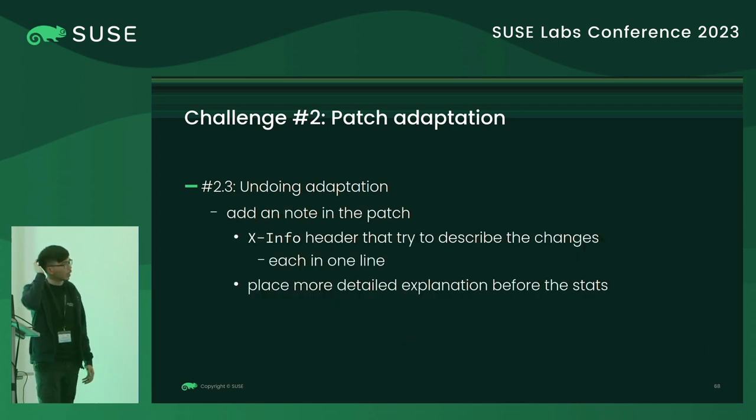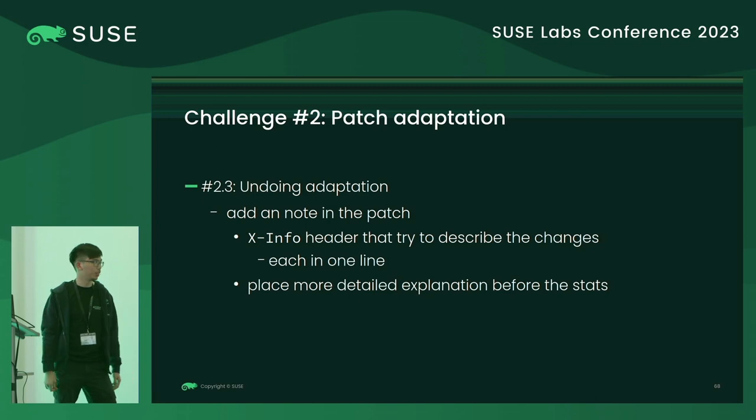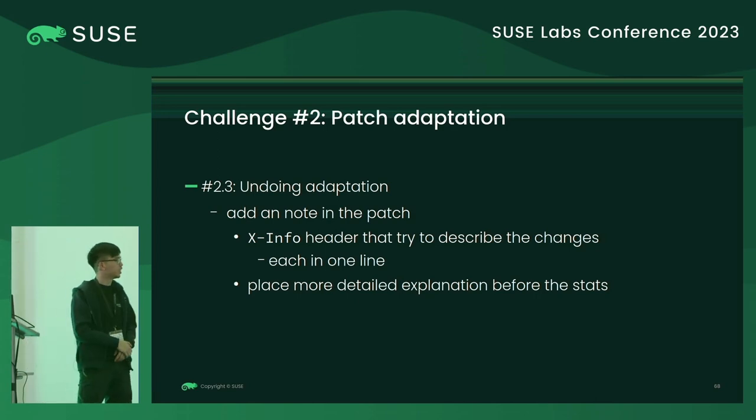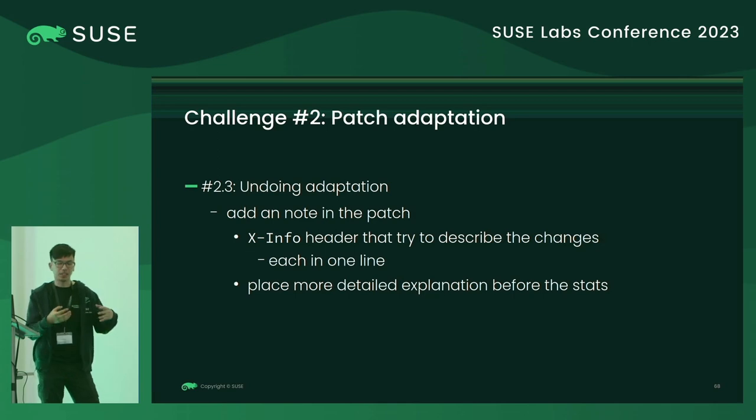Again, I don't have a really good strategy to deal with this. The best I could hope for is that I remember all the things I've done, but that's not possible. So usually I need to have some notes. And I have two different forms of notes. The first I stole from Tony, who I should be here. Yeah, Tony, hi. Anyway, within the xinfo email header, I add each change as an individual line. I try to keep it short and concise, and also mention the commit that's associated.